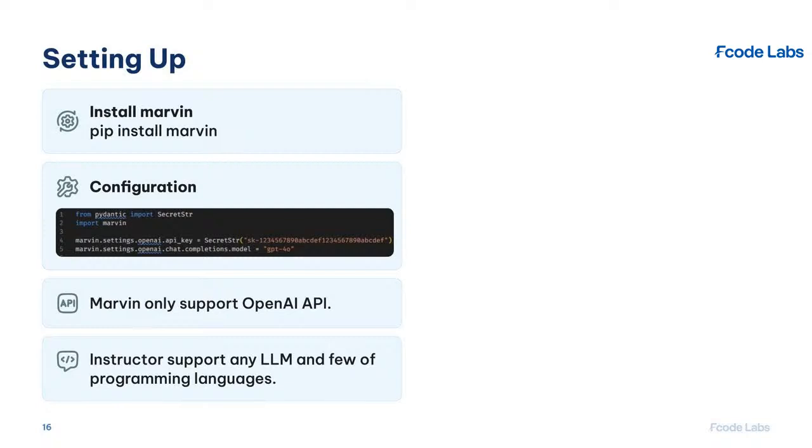Configuration is also very easy. We just have to put the OpenAI API key and the model that we are using into the configuration, and it's going to work. Now, Marvin currently only supports the OpenAI API, but if you need to work with other APIs, other LLMs, Instructor is a very good alternative. It's been around a few years now, and it supports many languages, not only Python. But in this presentation, I'm going to cover everything with the OpenAI API, so I'm sticking with Marvin. Marvin is better for OpenAI.